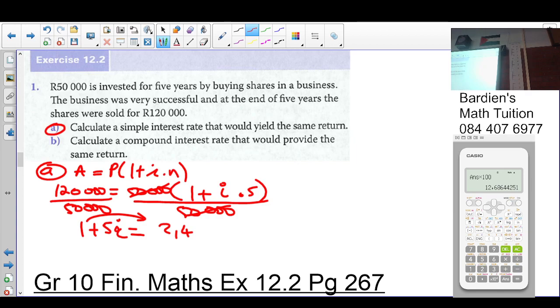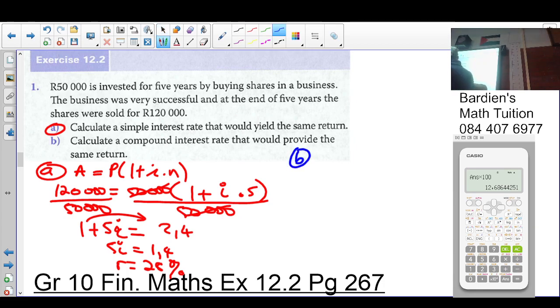2.4. Minus 1, 1.4. Divide by 5. Times 100. 8%. Alright, you guys understand? Any confusion?